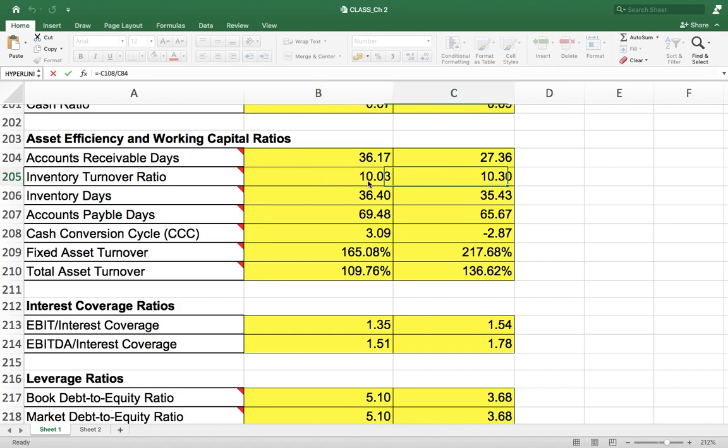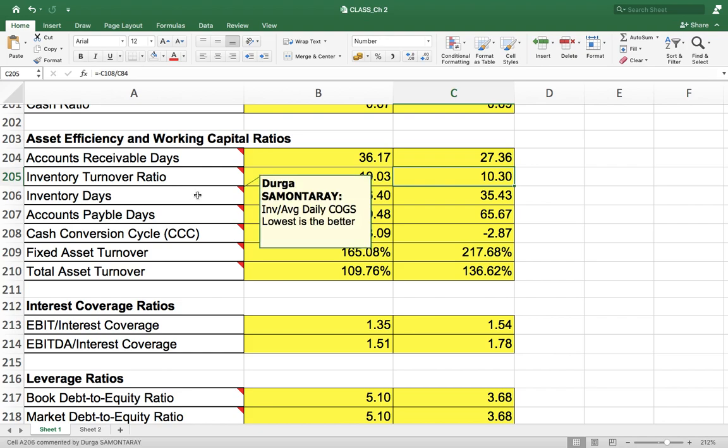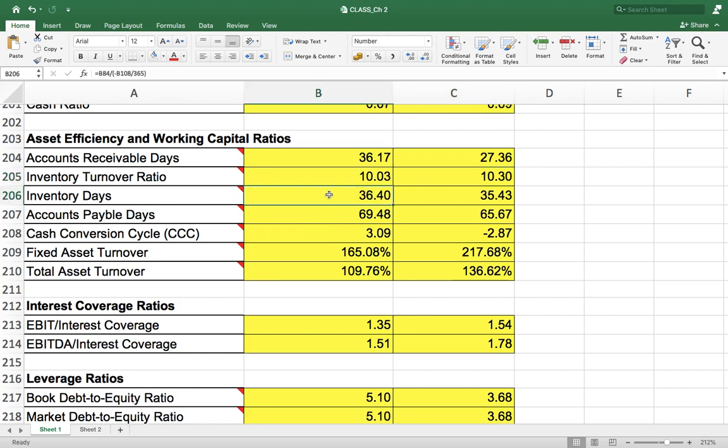Next is your inventory days: inventory divided by average daily cost of goods sold. This is inventory B84. As you know, it comes from the balance sheet, and cost of goods sold comes from the income statement, and per day means total cost of goods sold divided by 365 days. Similarly, you can calculate payables days, payables divided by cost of goods sold per day.